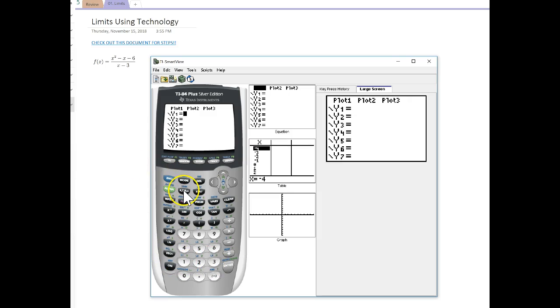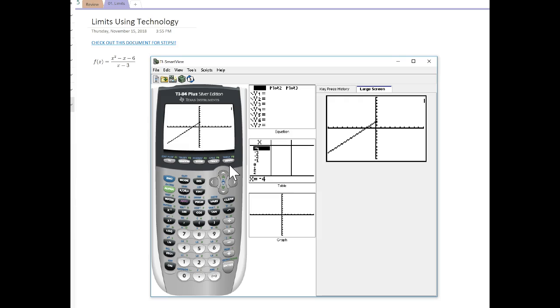Okay, so I'm going to go in brackets so that it knows it's all in the numerator: x squared minus x minus 6, close brackets, divided by, and put brackets around my denominator as well, x minus 3. And I've got my equation in there. Now I could hit graph, and I will get a picture that looks like this. That's great. It misses my hole completely. But otherwise, it does give me a pretty good picture of what my graph looks like.